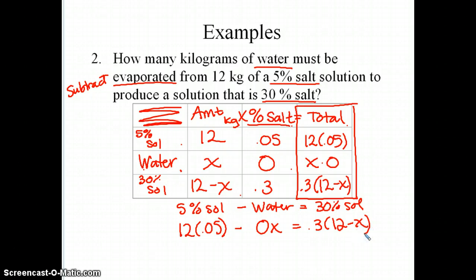From here we have the problem set up and the chart filled in. You should be able to complete that problem.